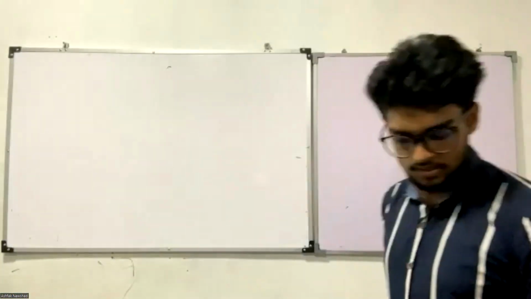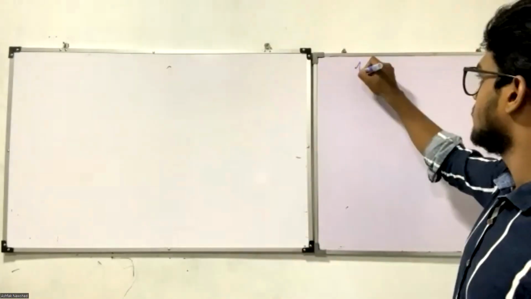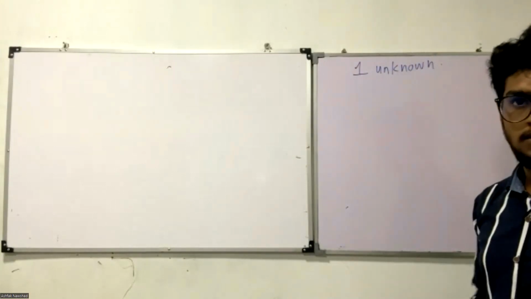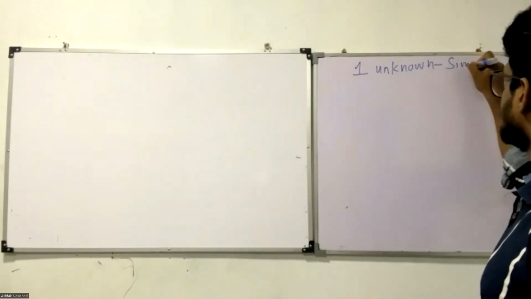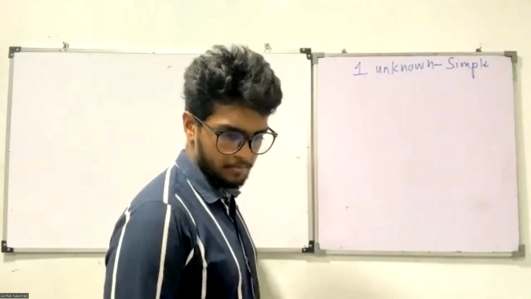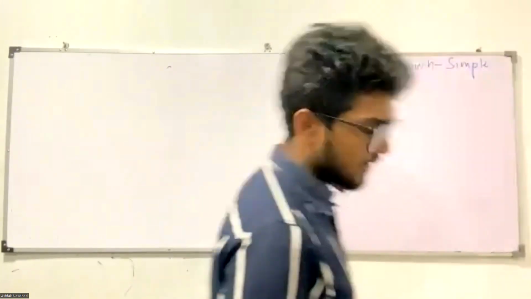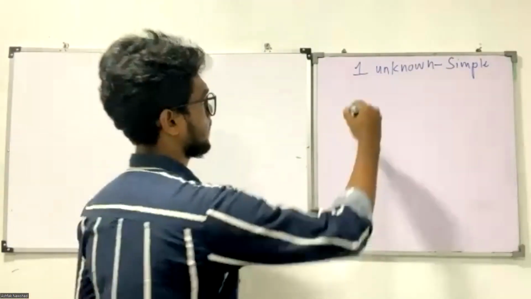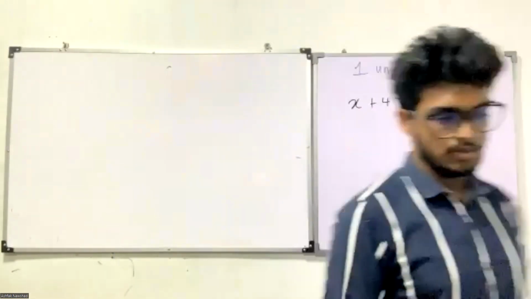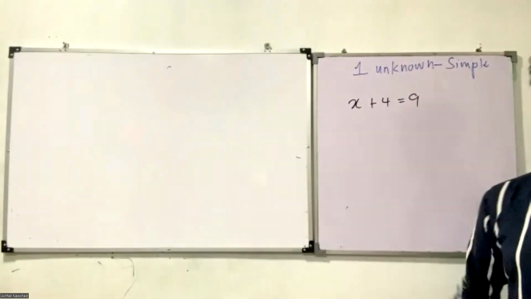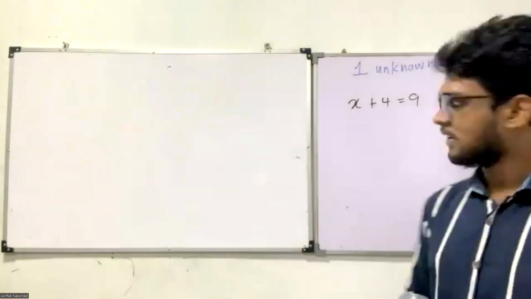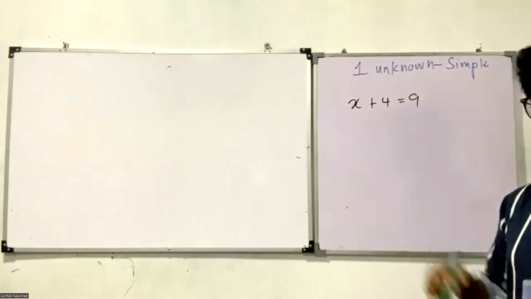In a simple equation, we have only one unknown value. One unknown. That's why it's called a simple equation. For example, all of you here might have come across simple equations. Let me give you an example. So x plus 4 is equal to 9. This is a simple equation. What's the unknown here? X is the unknown, right? X is the unknown, and you will have to find the value of x.